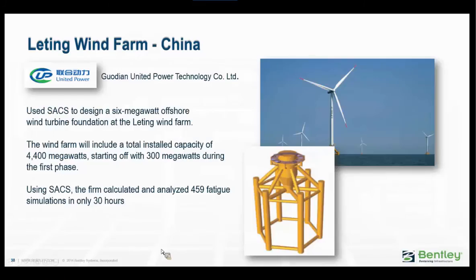This is the Guodian United Power Technology wind farm in China. This wind farm is expected to include 4,400 megawatts, starting with 300 megawatts during the first phase. And again, they use SACS to analyze and design this structure.